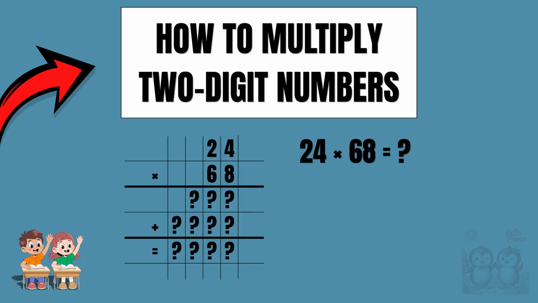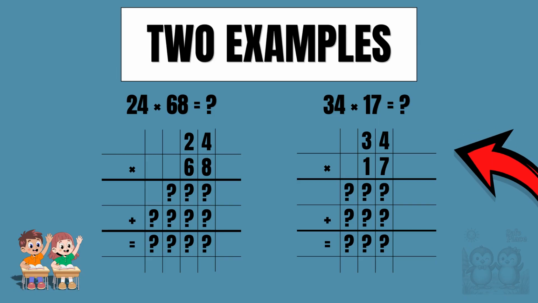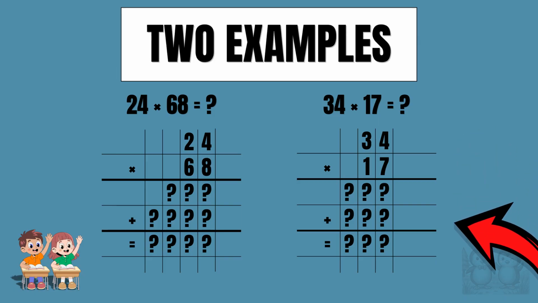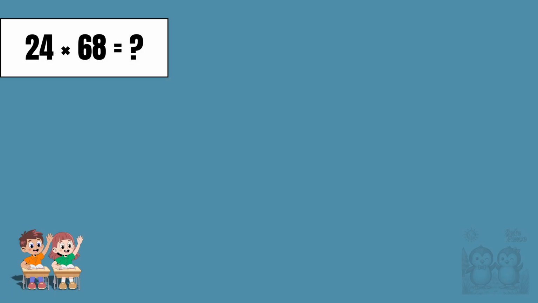In this video, we will look at how to multiply two-digit numbers. We have two examples, and we will work through them together step by step. Let's start with our first multiplication problem, 24 times 68.